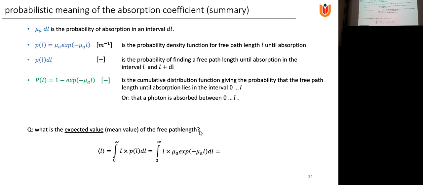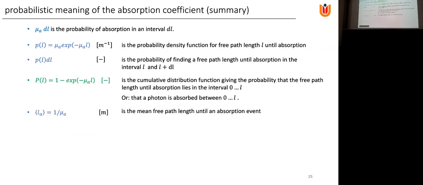It's 1 over mu(a). The result is very simple. The expected value of the mean free path length is 1 over mu(a). Makes sense. Mu(a) was in units of inverse meters, so 1 over mu(a) is in meters, a length. The mean, the expectation value, of the free path length until an absorption.